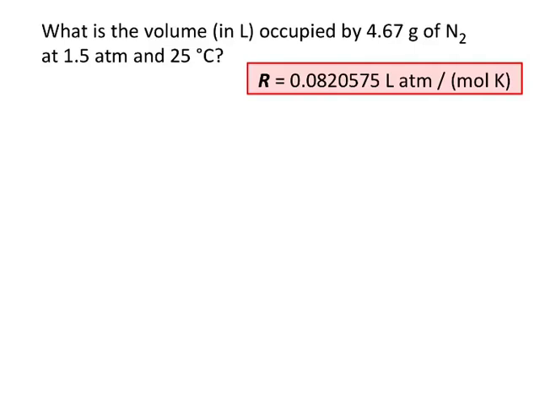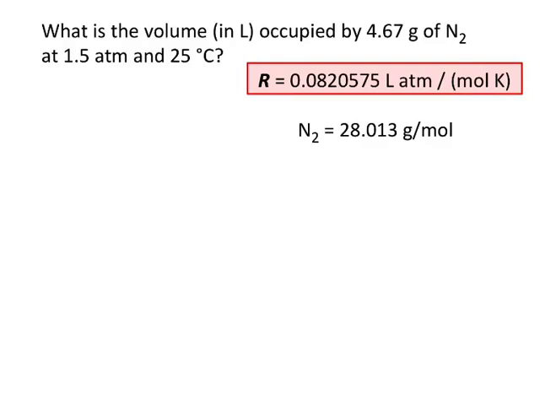So how do we use this ideal gas law? Here's a simple example. What's the volume in liters occupied by some mass of nitrogen gas at a given pressure and a given temperature? Well, you'll need the molar mass of nitrogen gas. And remember, since it's diatomic nitrogen, you need to take 2 times the molar mass of nitrogen.